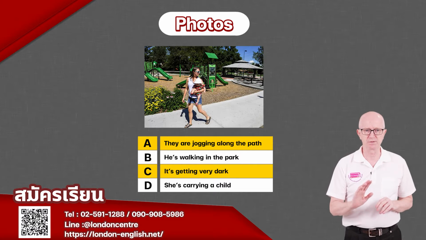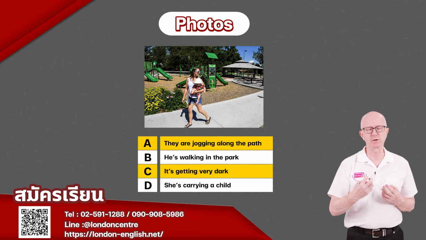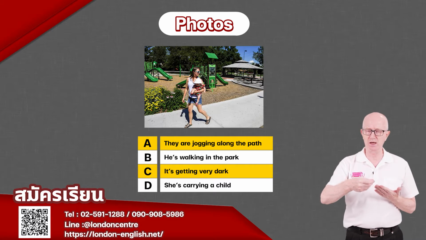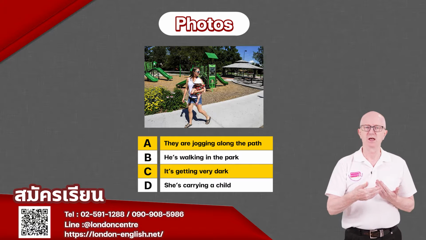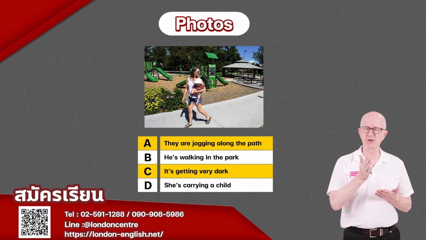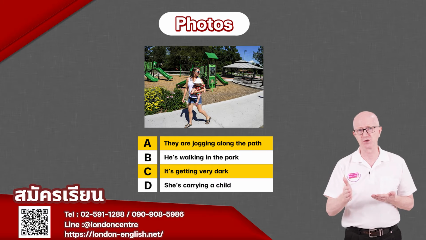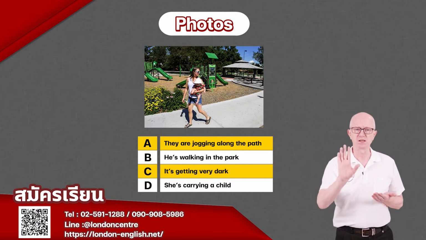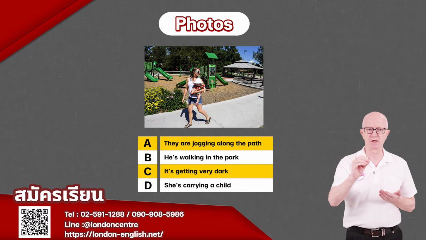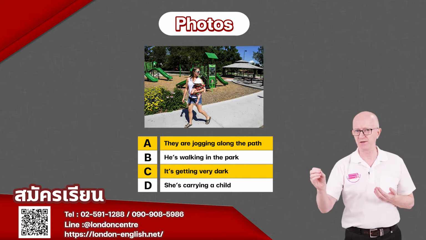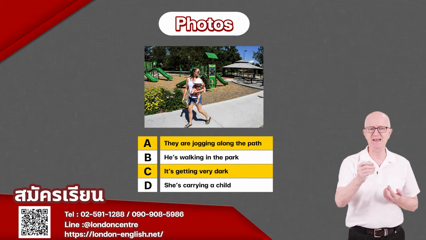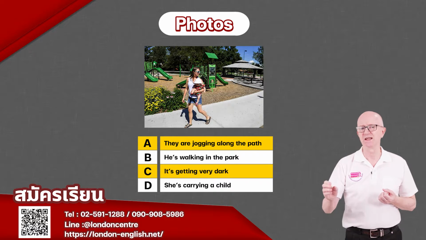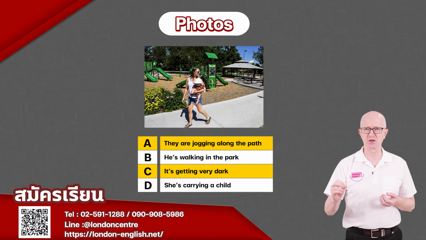So, photo 3. When you get to the listening question, the photo will appear, and you'll hear 4 options. And you have to work out which is the only true option. If we look at photo 3, we'll look at the examples there. Okay, so selection A, they are jogging along the path. B, he's walking in the park. C, it's getting very dark. D, she's carrying a child.